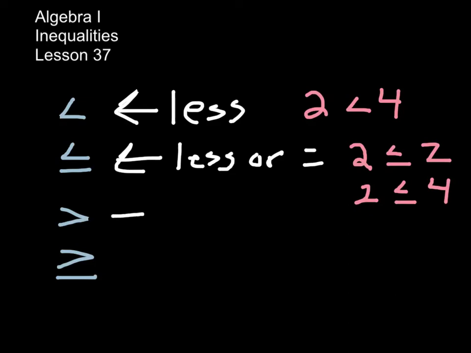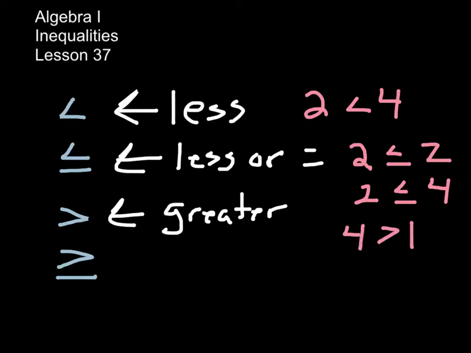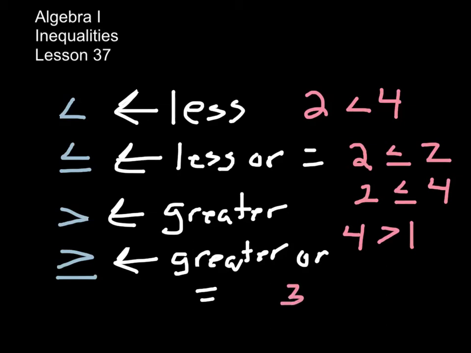The third one is the greater than, and an example of that would be 4 is greater than 1. The last one that we have shown is greater than or equal to. An example of that would be 3 is greater than or equal to 3, right? It's equal to 3. Another example would be 7 is greater than or equal to 2. It's greater than 2.